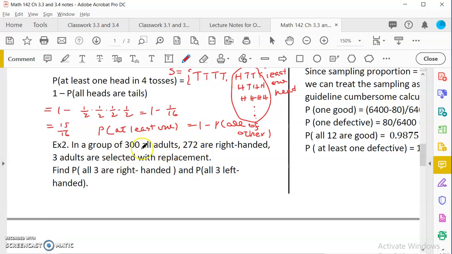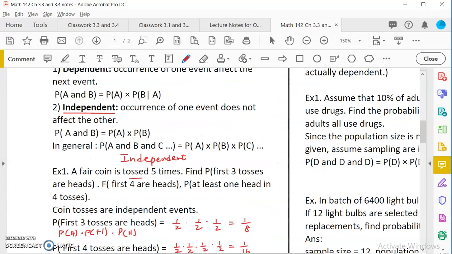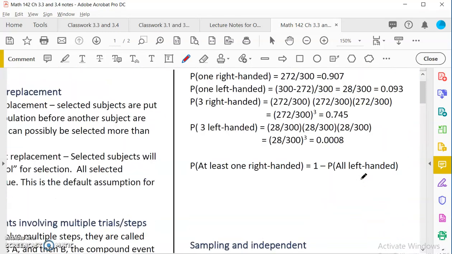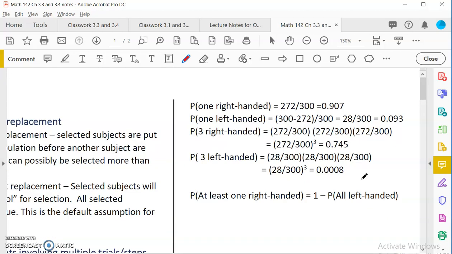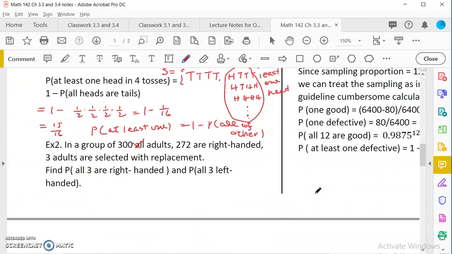Okay, so the second example would be a group of 300 adults, of which 272 are right-handed. And then you pick 3 adults. You can see that we don't pick 1. If you pick 1, then the probability of having a right-handed adult will be 272 over 300, but I pick 3. And I want to find that all 3 are right-handed and also all 3 are left-handed. When they say pick 3, if they don't say anything, that means without replacement. Oh, did they say that it is without replacement or with replacement? Oh, they say with replacement.